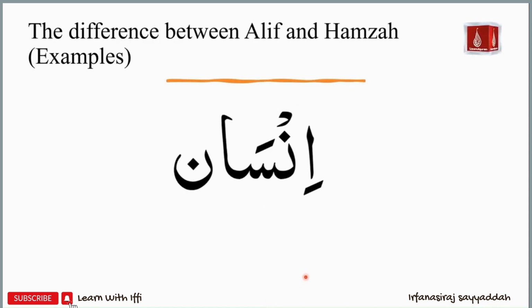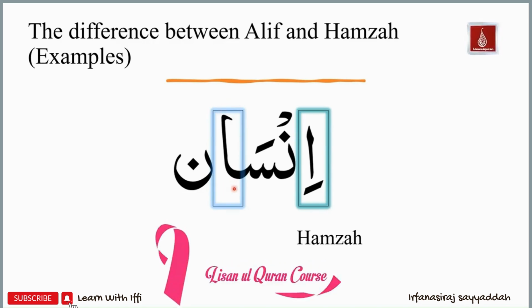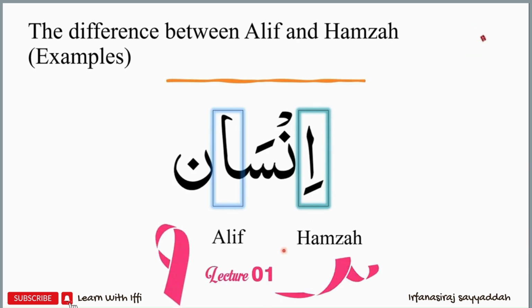The next example is that of the word insan. Again, if we look superficially at the word insan, we might conclude that there are two alifs in insan. But looking closely at the first one, we notice that there is the presence of zair, or the presence of a harakat, which makes this not alif, but hamza. And with the second alphabet, this one has no harakat on top of it, no harakat below it, or no sukoon on it. So this will be alif. Therefore, in the word insan, we have a hamza and an alif.